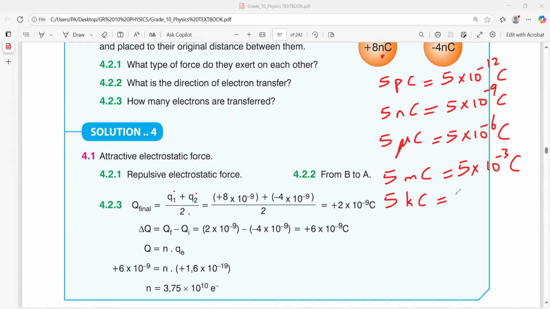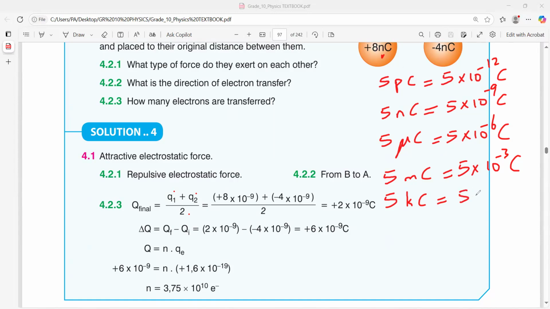You can use this one for coulombs, for ampere, for voltage. You can use it for any unit. These numbers we should remember. P means 10 to the power of negative 12. N, 10 to the power of negative 9. Micro, 10 to the power of negative 6. Milli, 10 to the power of negative 3.